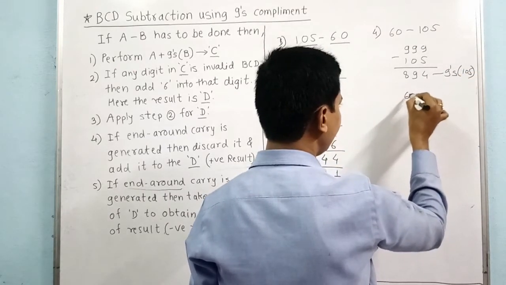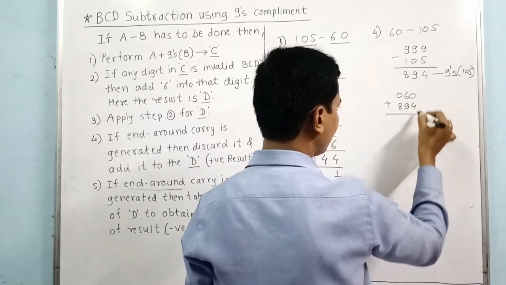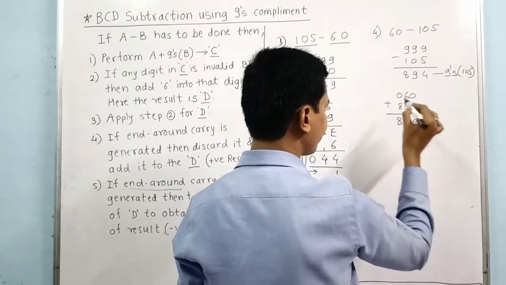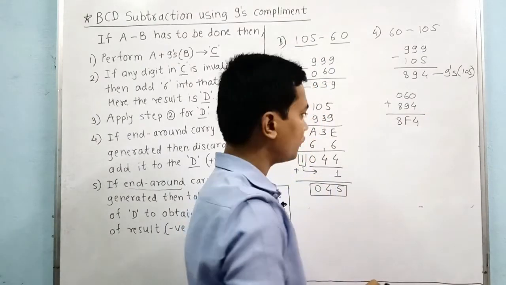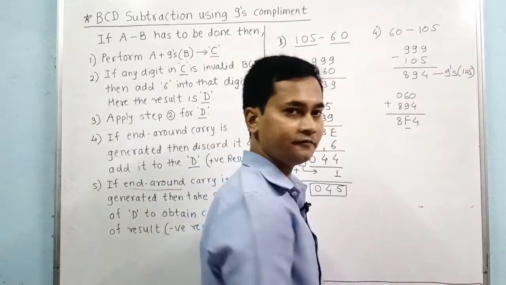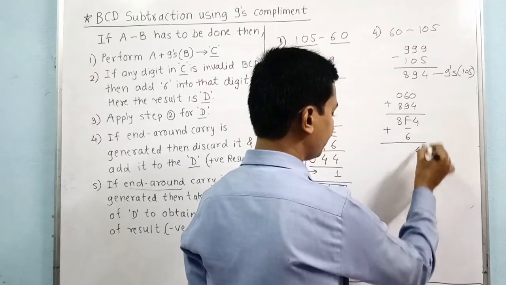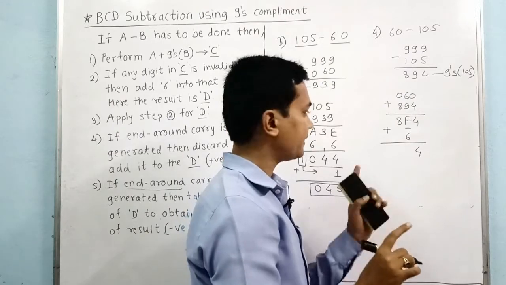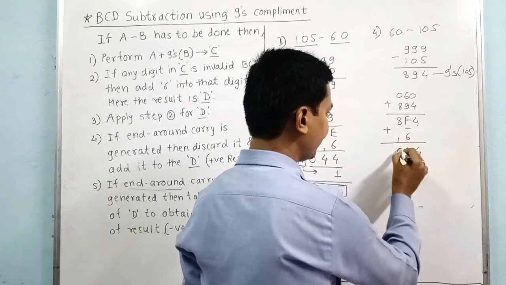So 60 plus 894. Okay, 4 plus 0 is 4, 9 plus 6 is 15, 15 means F, 8 plus 0 is 8. Okay, now all the digits are valid BCD digits? No. So whichever digit is invalid BCD, we will add 6 into that digit. Okay, so here F is the invalid BCD digit, so add 6 into this digit only. So 4 will be taken as it is. 15 plus 6 is 21. 21 in decimal is 15 in hexadecimal. 8 plus 1 is 9.